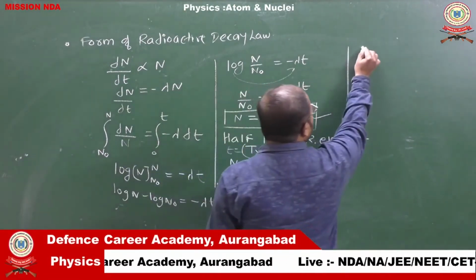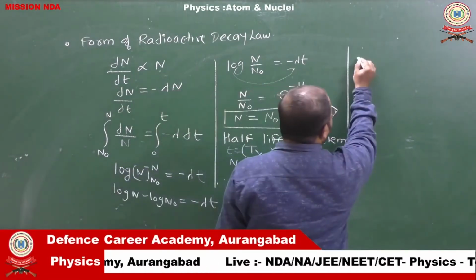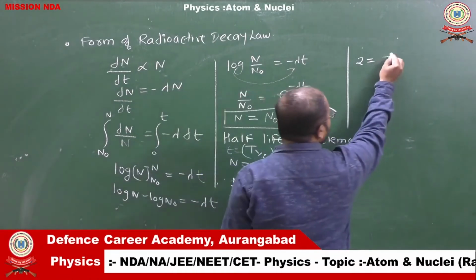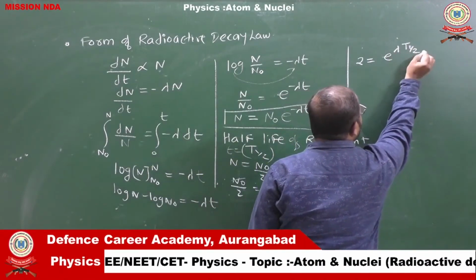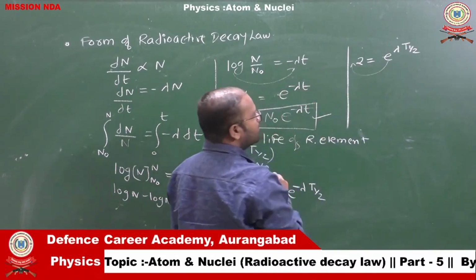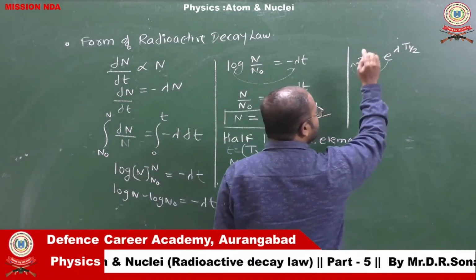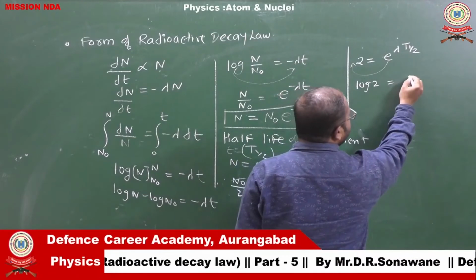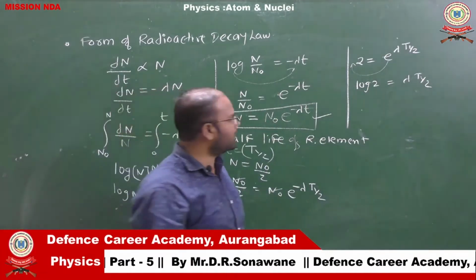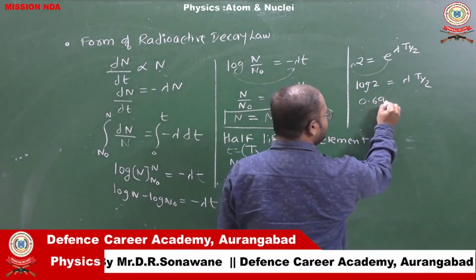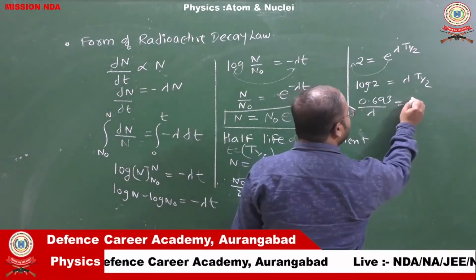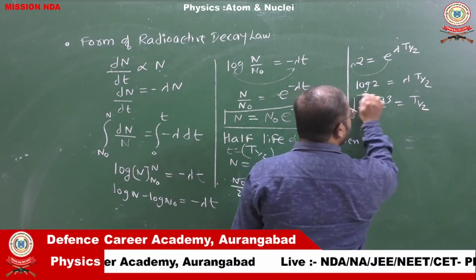The equation becomes, if we take the reciprocal, 2 equals e to the power plus λ T half. By taking the exponential form to the left-hand side, the 2 becomes log 2, equal to λ T half. And the value of log 2, if the base is e, is 0.693. By dividing it by lambda, we get the half-life of the radioactive element.